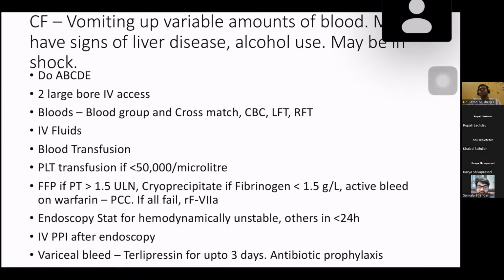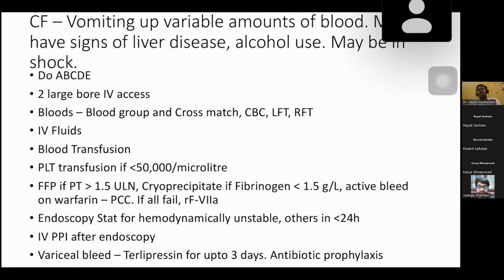IV fluids are just a stopgap measure, and when blood is available, you start administering blood. This is fine. After this, there are certain other things you need to administer if certain criteria are met. So first, if the platelets of this patient are below 50,000, you have sent the CBC, and the CBC has come and you see it's 30,000 only. So it's good to get a bag of platelets and start transfusing platelets too, if it's less than 50,000.